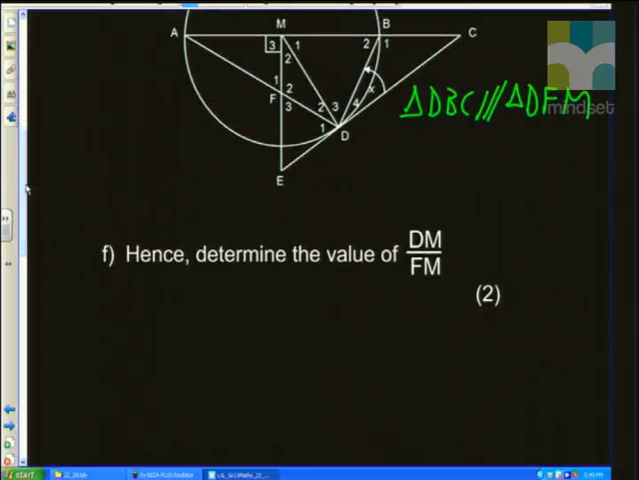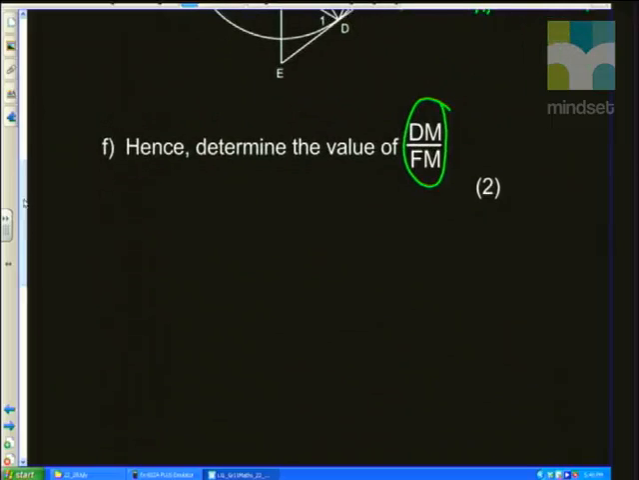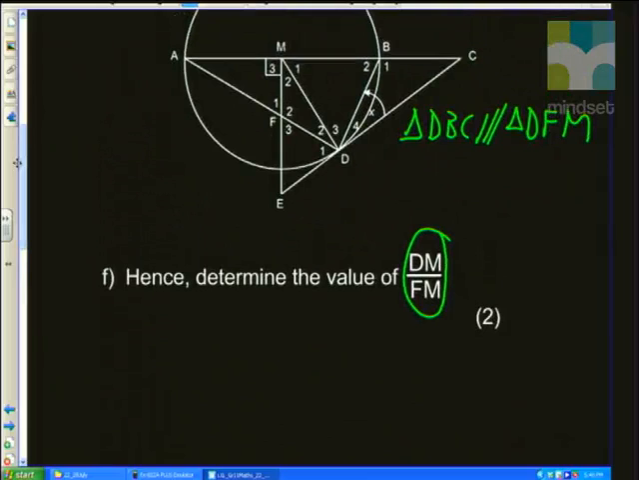Now, the last question, we need to find the value of DM divided by FM. Now, where are we going to get that DM and the FM? It's from that proof where we did similar triangles. So we've got triangle DBC similar to triangle DFM. Right, so the DM, now, this is what you do. We've got DM and FM.